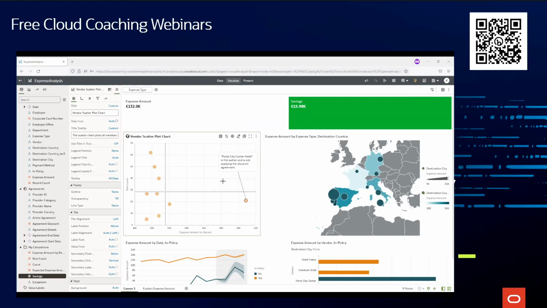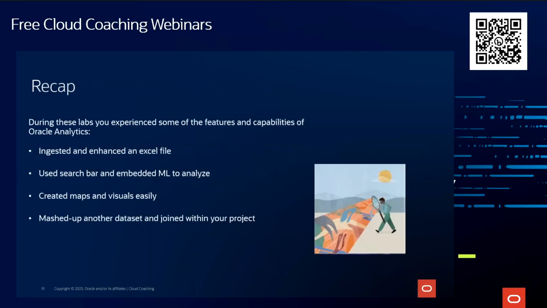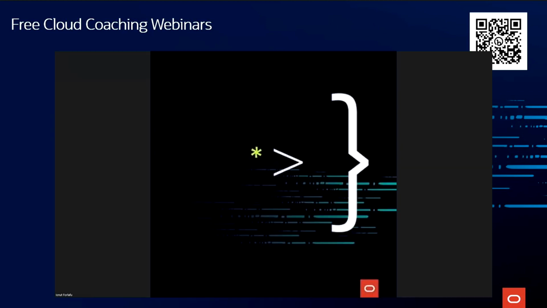One minute left. Let's go back and do a recap of what we did in our workshop. During our lab, we ingested an Excel file. We used the search bar, or Ask Me Everything with embedded ML, to analyze our data. We created maps and visuals easily, matched the data with another data set, saved our project and shared it with the others. I'll stop my share now.